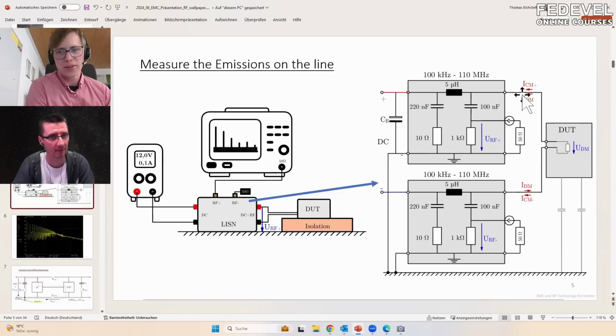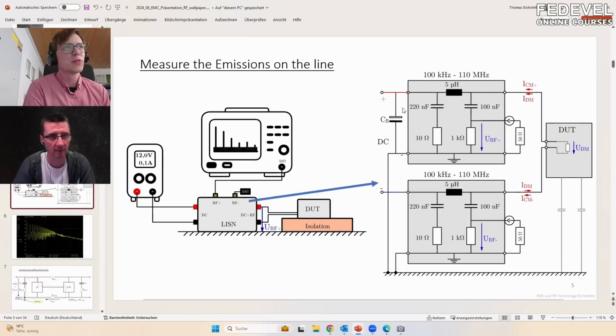In the end, it's very simple. It's again this 5 microhenry inductor, which should represent a 5-meter line, because 1 nanohenry is approximately 1 millimeter of line, and so you are simulating 5-meter lines. So 1 microhenry is approximately 1 meter, but only when the return path is far away. When it comes closer, the inductance changes.